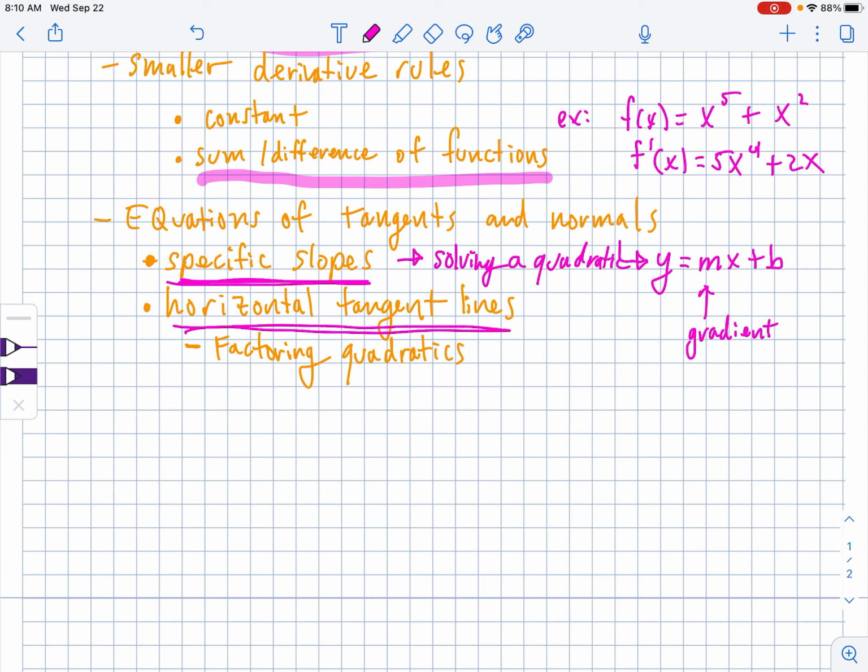We also might ask you to find some horizontal tangent lines. So horizontal tangent lines have a slope of 0. So you set the derivative equal to 0 and try to solve. Once again, that usually involves solving a quadratic. So know your factoring techniques.